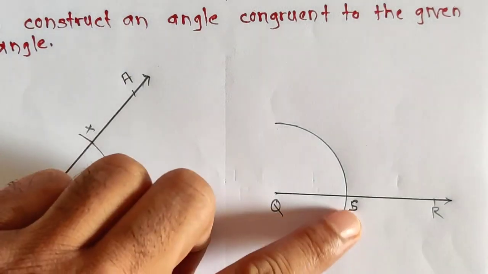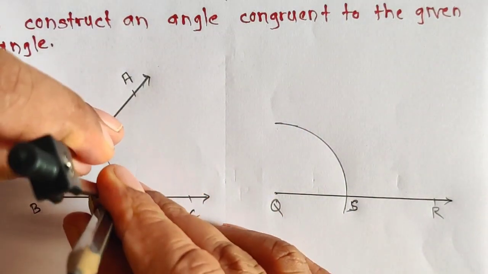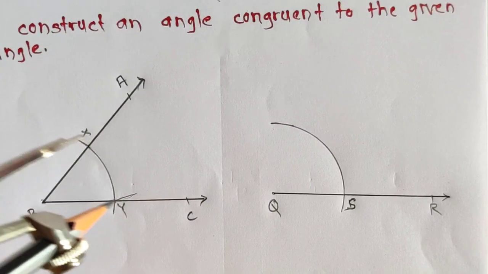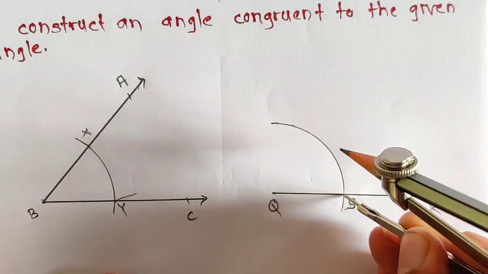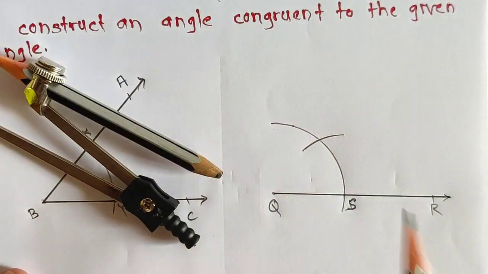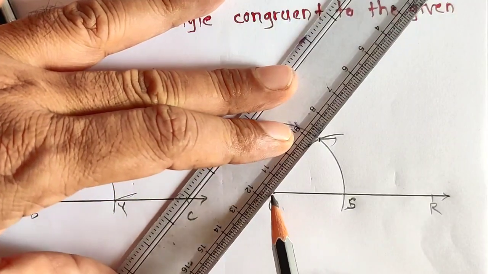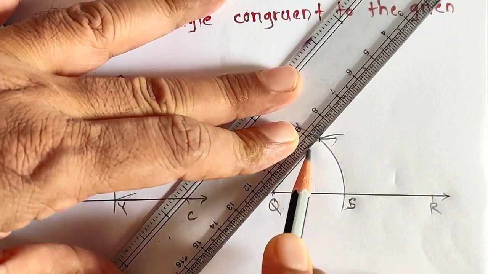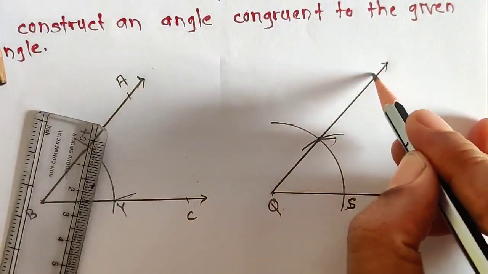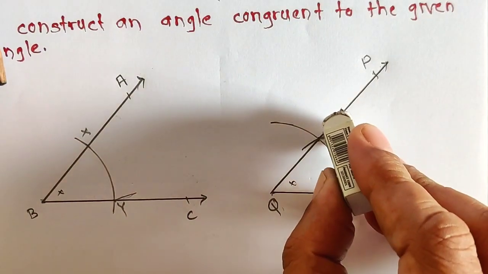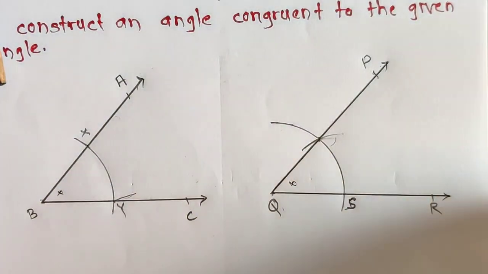Now how to find the next point? Take the distance between these 2 points XY in a compass. We have to take the distance XY in a compass like this, and then place it on S, and draw the arc intersecting the previous arc. So here this is the point of intersection of these two arcs through which this side PQ passes. So draw side PQ, side QP, sorry. This ray QP is drawn. Here it is point P. So these two angles are congruent to each other. So in this way we can draw the angle congruent to the given angle.